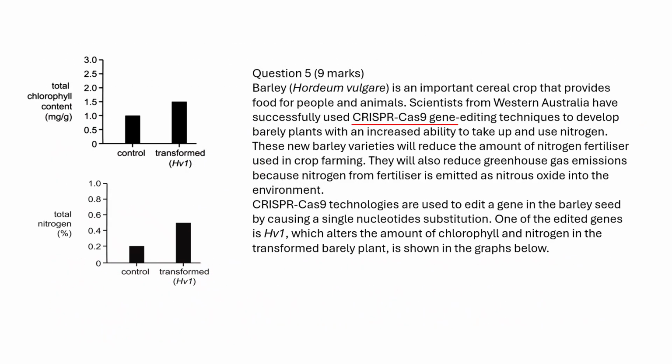Scientists in Western Australia have successfully used CRISPR-Cas9 gene editing to create new barley varieties, Hordeum vulgare, that are more efficient at absorbing and utilizing nitrogen. This innovation is expected to reduce the need for nitrogen fertilizers in agriculture and, consequently, lower greenhouse gas emissions, specifically nitrous oxide. The CRISPR-Cas9 technique modified a barley seed gene, such as HV1, through a single nucleotide substitution, which influences the chlorophyll and nitrogen content of the modified barley plants.